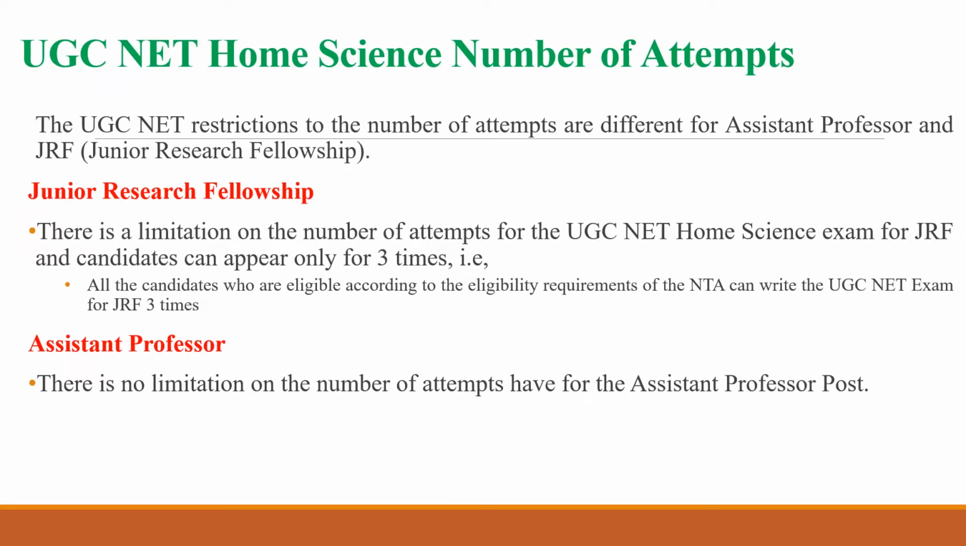And there is the number of attempts. The number of attempts for assistant professor and JRF are different. For JRF, Junior Research Fellowship, there is a limitation, and the limitation is only 3 times. All the candidates who are eligible according to the eligibility requirements of NTA can write the UGC NET exam for JRF 3 times, and for assistant professor there is no limitation on the number of attempts and even the age. If you see the JRF, the attempts are 3 times and the age is 31 years.